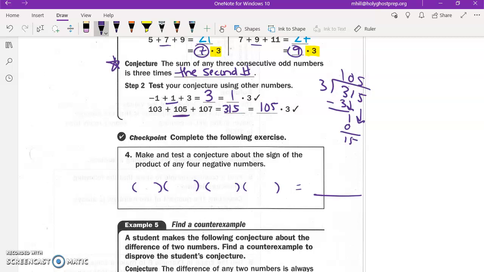So go ahead and hit pause, try a bunch of examples. For this, I would like you to test out 5 different examples. Go ahead and pause and test a few, make a conjecture, and then give me an additional one. So you should have 6 different examples there. We will go through that tomorrow in class.